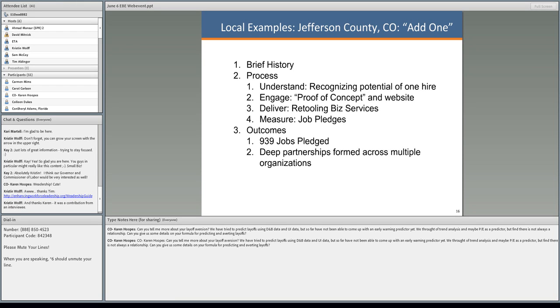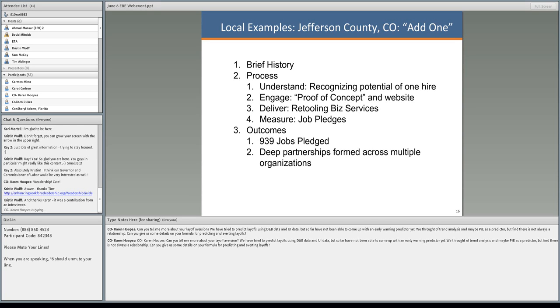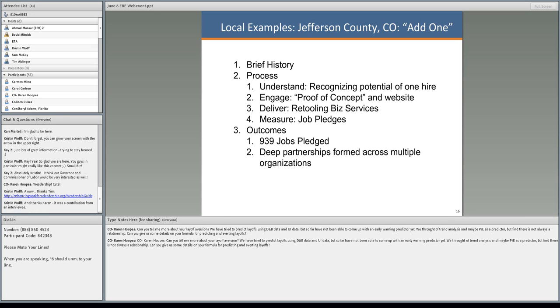In Jefferson County, Colorado, which is just right outside of Denver, just west of Denver, they were not looking at an intense level of unemployment. Their unemployment was not at a great level, but it was not astronomical. It was paralleling the national levels, and in fact, it was a little bit better.